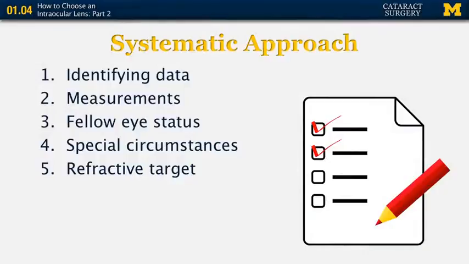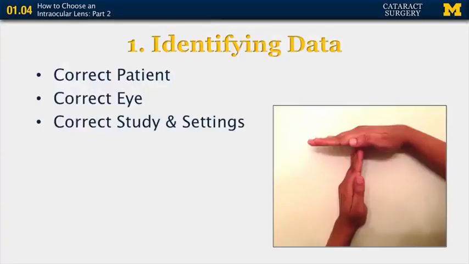Here I have outlined 5 steps to think through before making your final circling and final selection on your calc sheet. Step 1 is confirming the identity of your patient and the correct laterality and the correct study and settings. This identifying data is a very easy step to do, but it's also an easy step to skip and forget. Checking and double-checking are common sense, but pressures for high volume and high speed surgery coupled with communication error can result in implantation of the wrong IOL.